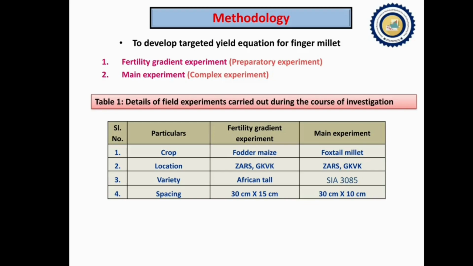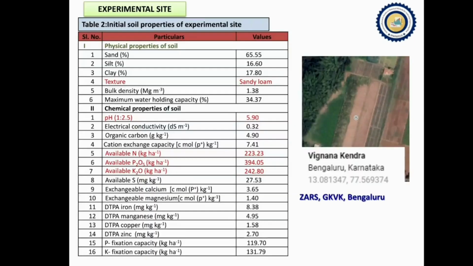Once after developing the fertility gradient, we'll take up the main experiment, or the complex experiment, in which we'll be developing the targeted yield equation. The fertility gradient experiment will be conducted with fodder maize, and the main experiment will be conducted with foxtail millet, as we are developing the equation for foxtail millet.